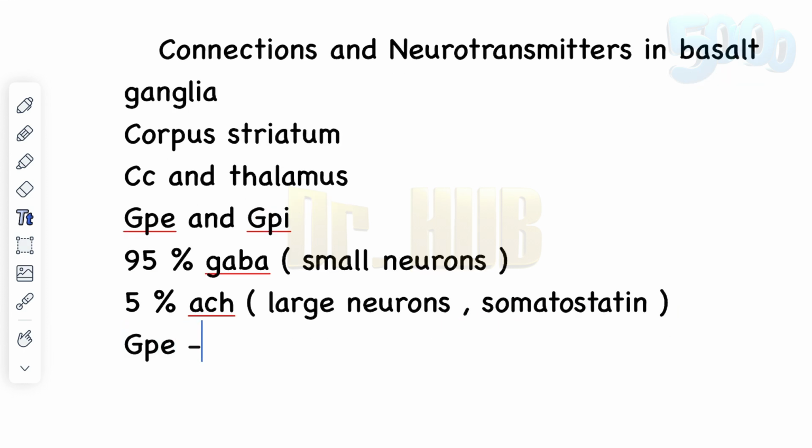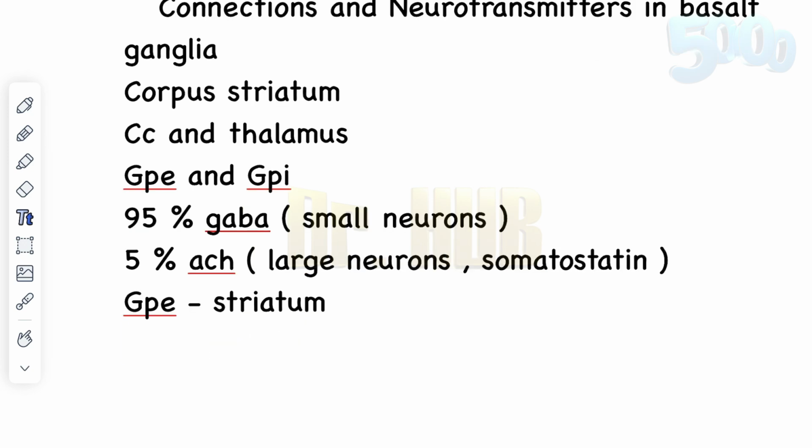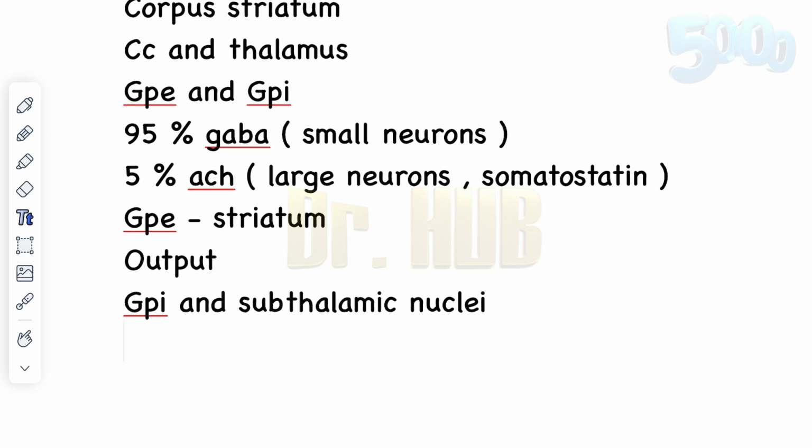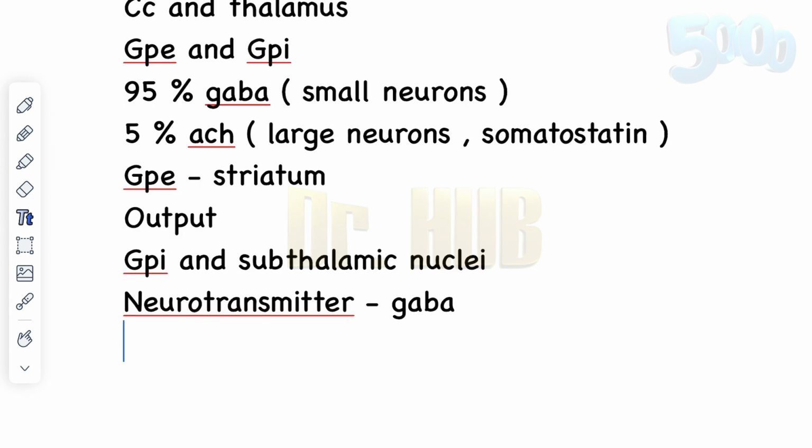Now when you look at the GPE, the input is the striatum and the output will be the GPI and the subthalamic nuclei. The neurotransmitter here is GABA. See, in the corpus striatum, the cerebral cortex and the thalamus are the input, the output is GPE and GPI, and the neurotransmitter is 95% GABA and 5% ACH. In GPE, the input is the striatum, the output is the GPI and the subthalamic nucleus, and the neurotransmitter is GABA.